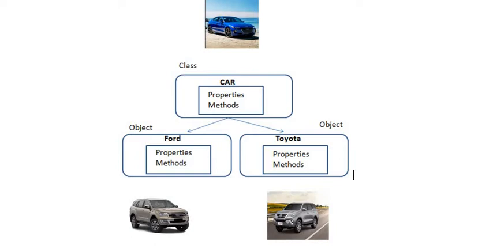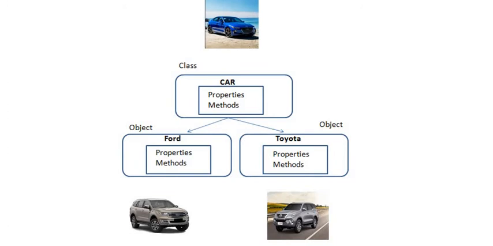For example, I have taken an object of type Ford and another object of type Toyota. So Ford will have its own properties and methods and Toyota will have its own set of properties and methods. Here the class becomes just a blueprint. The actual functioning will be within the particular car types. So that will be the object. So it is a class and an object.